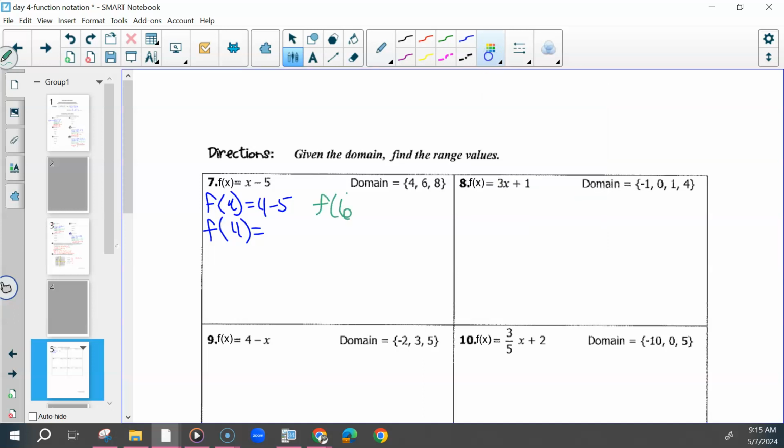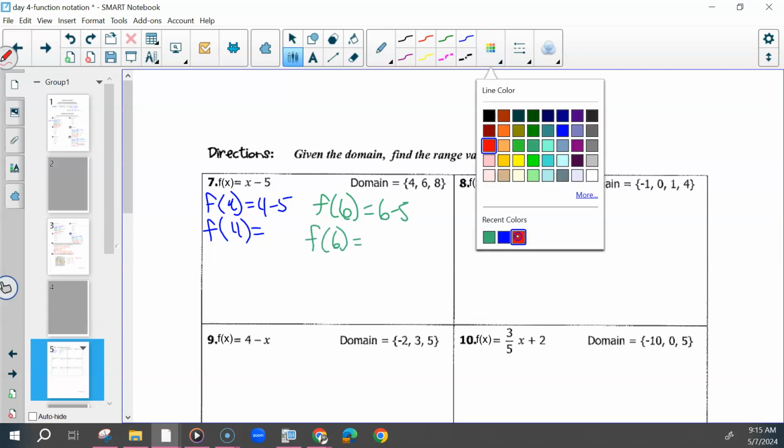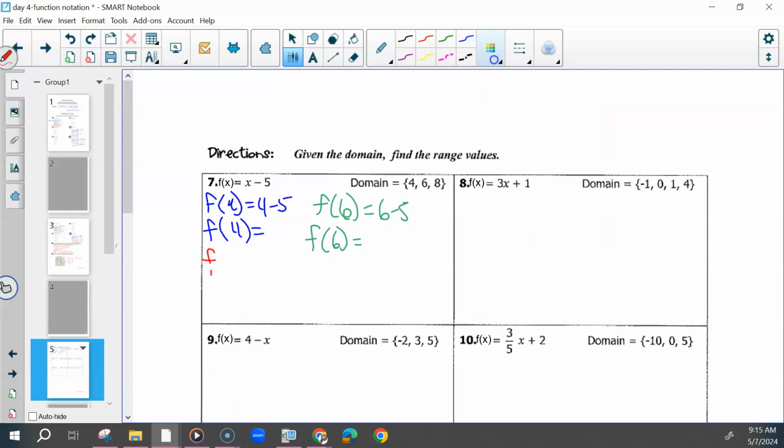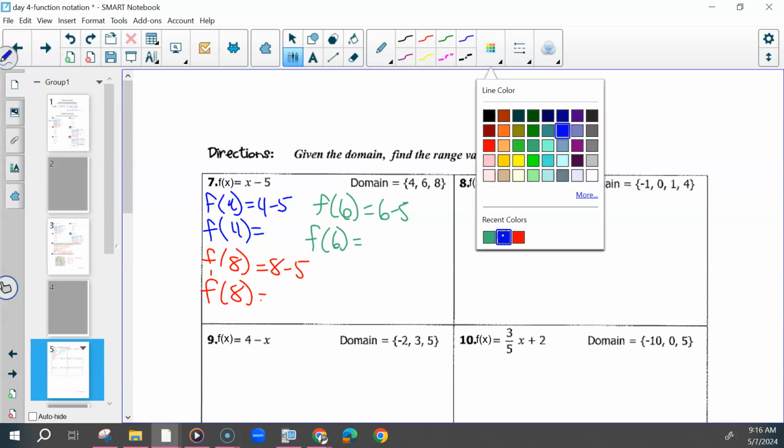F of 6 equals 6 minus 5. And then the last one, f of 8 equals 8 minus 5. Wait, what did you do for f4? Oh, okay. So the first one would be -1. The second one, 1. And the third one, 3.